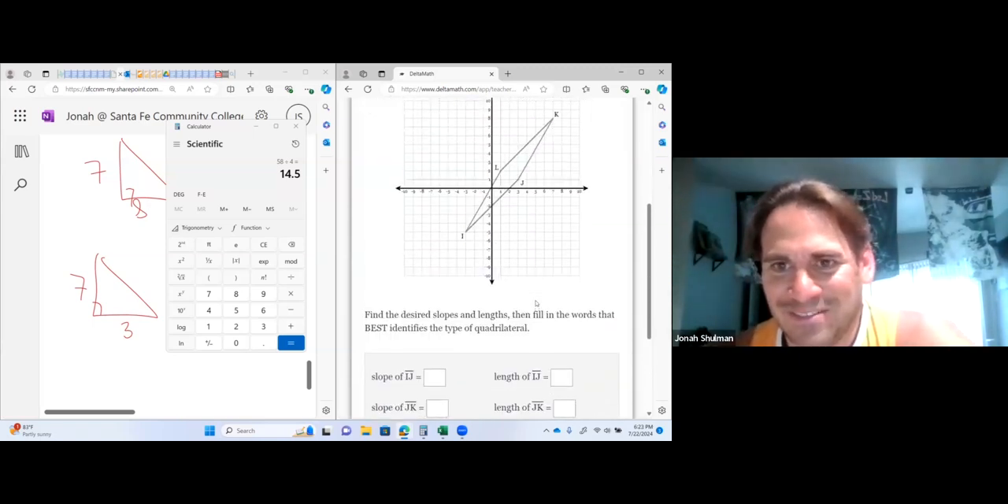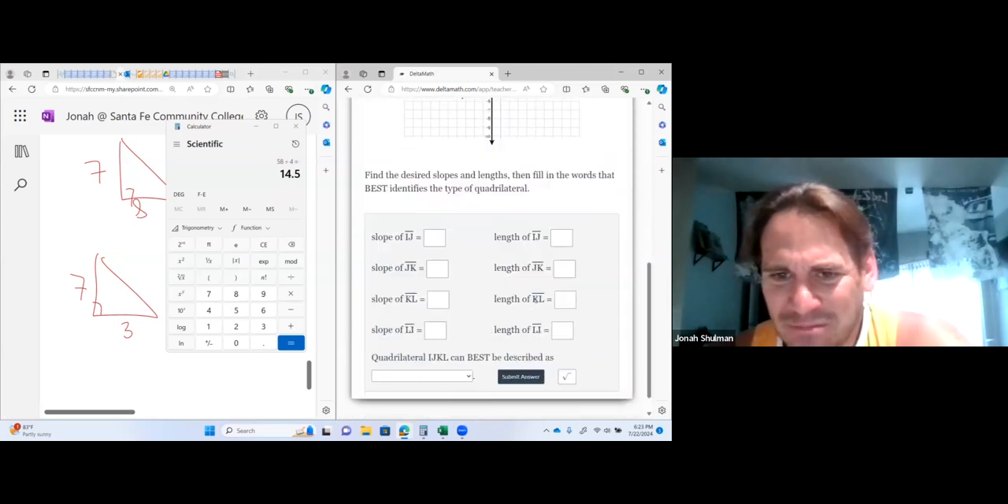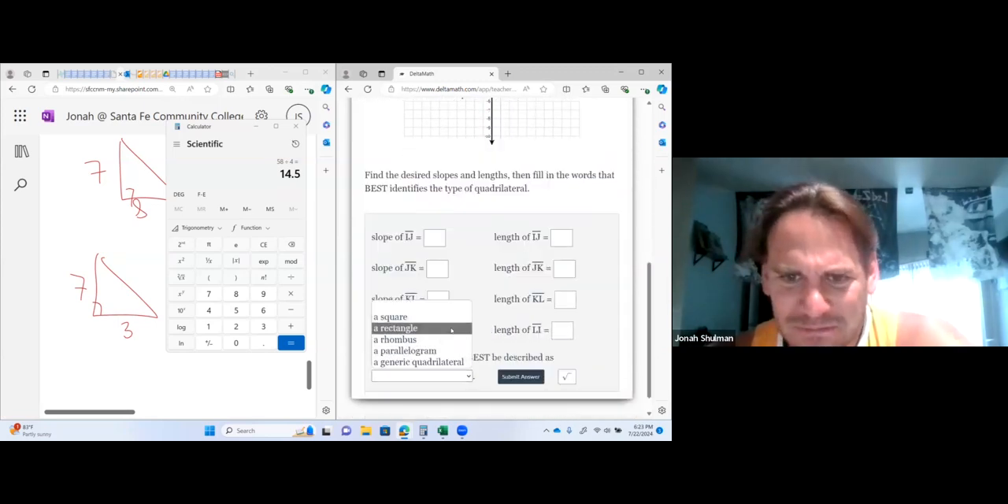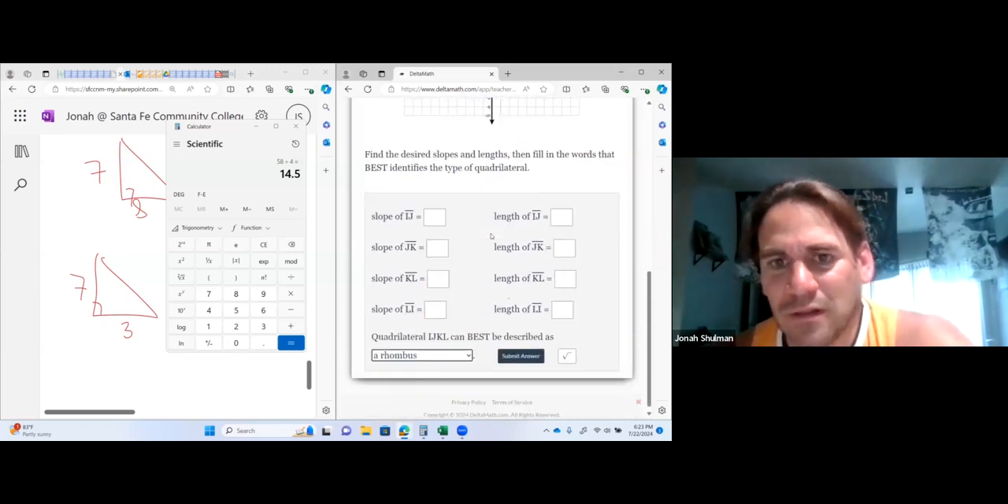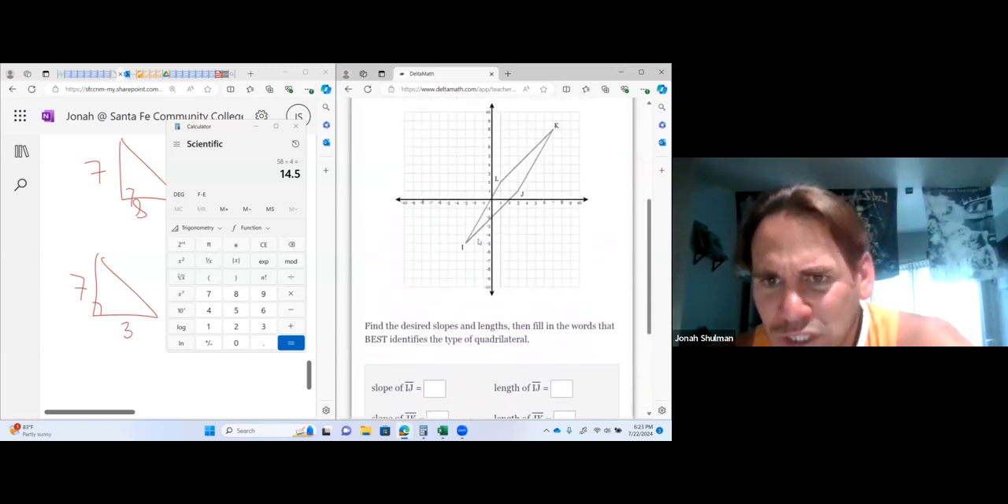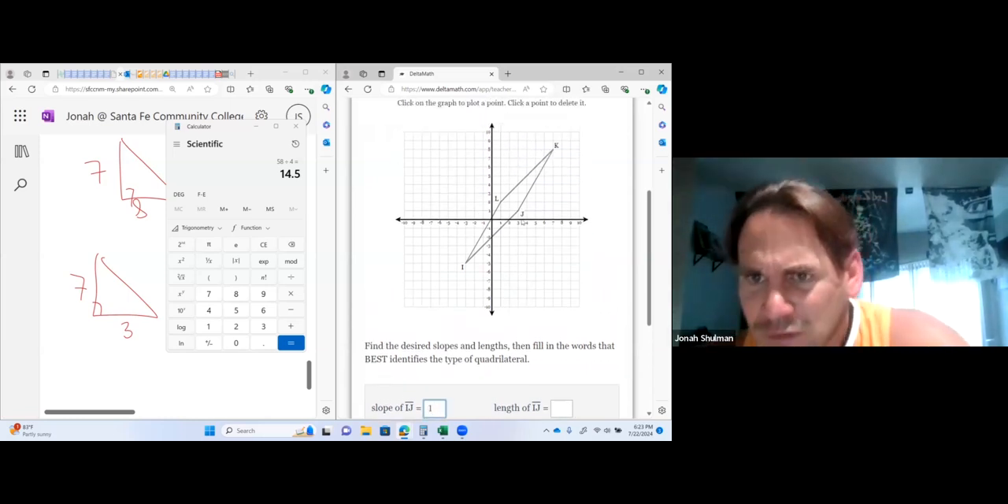All right, let's do these. So, it looks like a rhombus. Do we have a rhombus choice? Oh, that would have all these be equal. So it's either a parallelogram or a rhombus. So let's get the slopes. IJ is positive. We rise up 1, 2, 3, 4, 5, 6. We run over 1, 2, 3, 4, 5, 6. Oh, it's just 1 to 1. So it's 1.